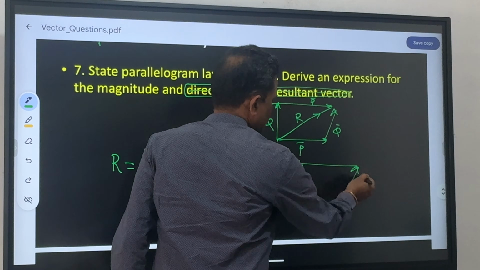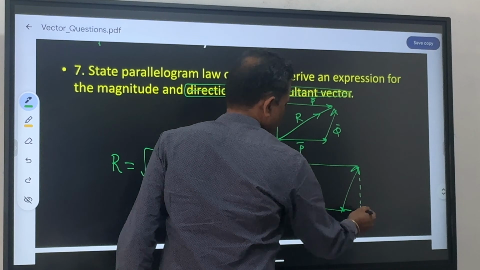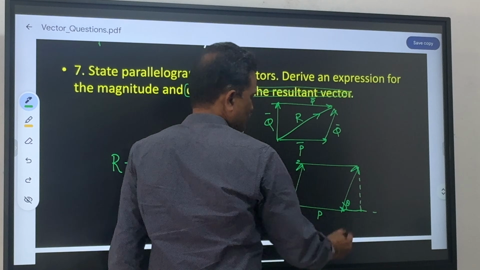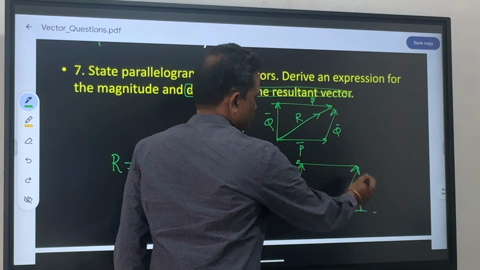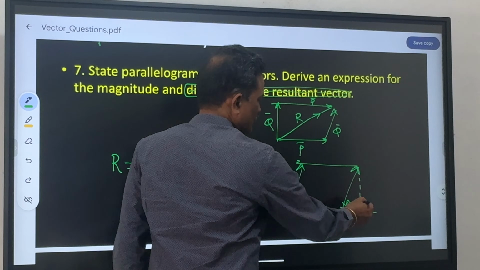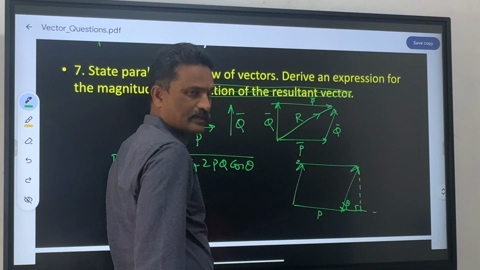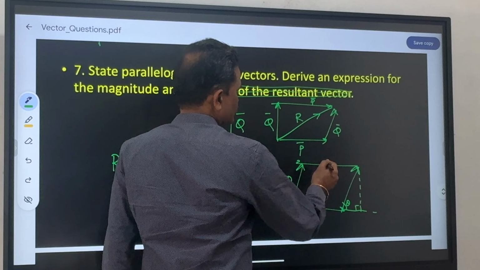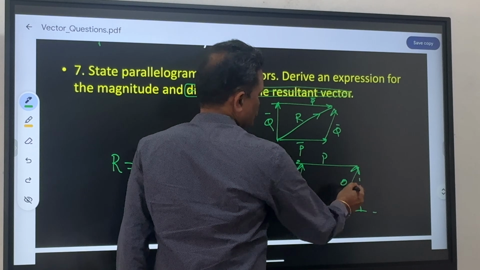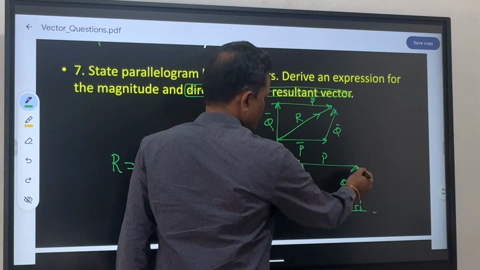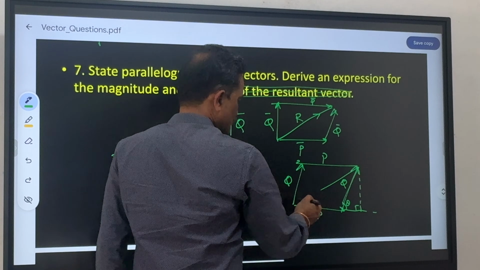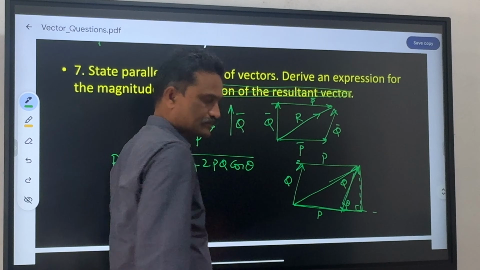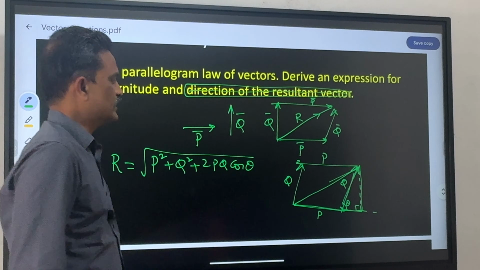So if I extend this onto this baseline, so this is P, the angle between them is theta. So I am extending this and this so that I can get a right angle triangle. This is a right angle triangle. So this is P and this is Q. There are two right angle triangles. One is this, the other one is this. So two right angle triangles are there. I will take the bigger right angle triangle.